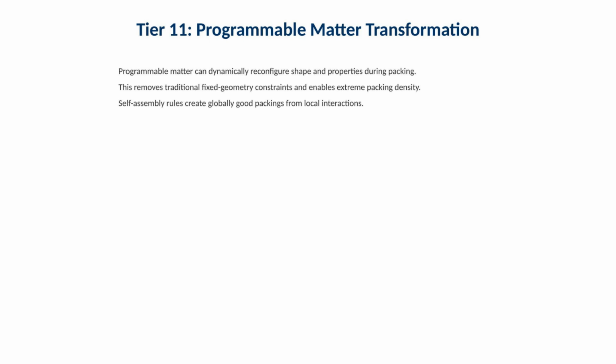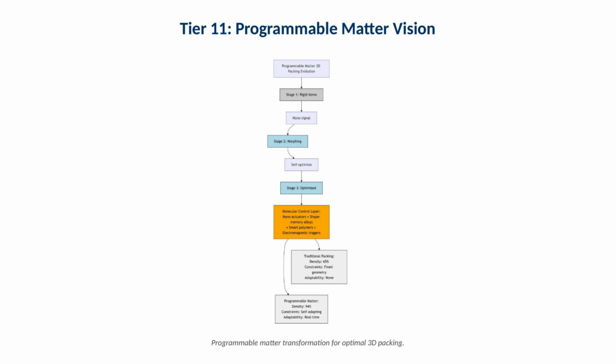Tier 11 is a future-looking idea: programmable matter. Instead of packing fixed geometry objects into rigid containers, items and packaging could dynamically change shape during packing. This would eliminate many traditional packing constraints. Self-assembly rules and local interactions could produce globally dense packings, while still preserving functional integrity when the items reconfigure back for use. This figure visualizes programmable matter transformation.